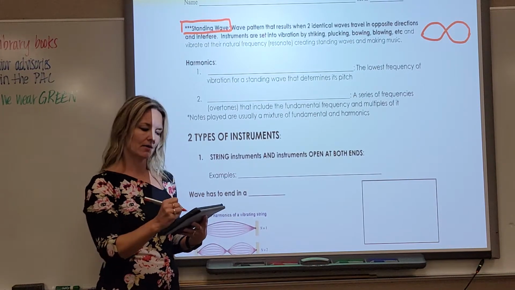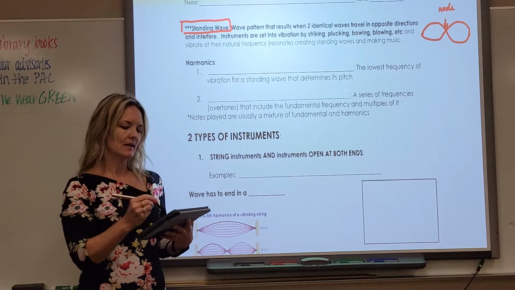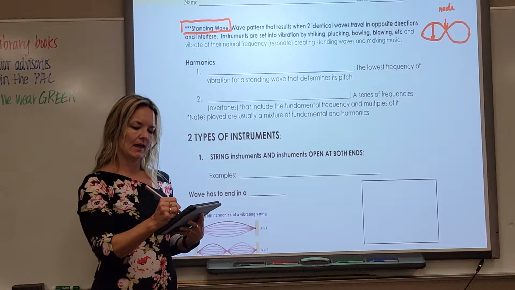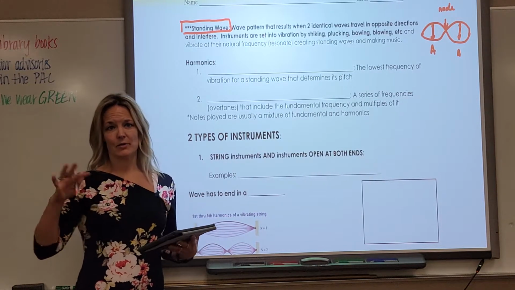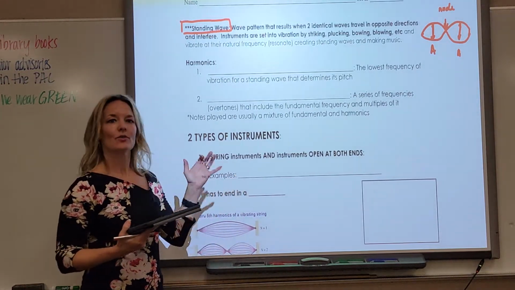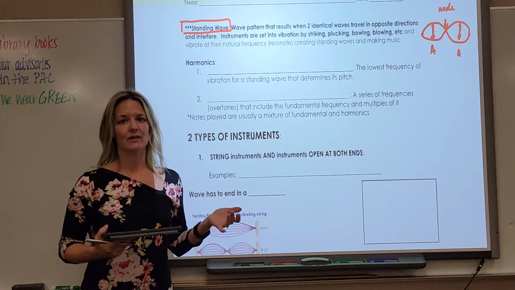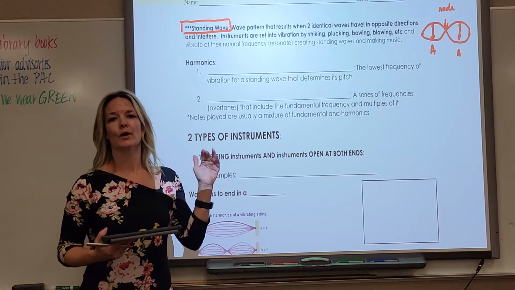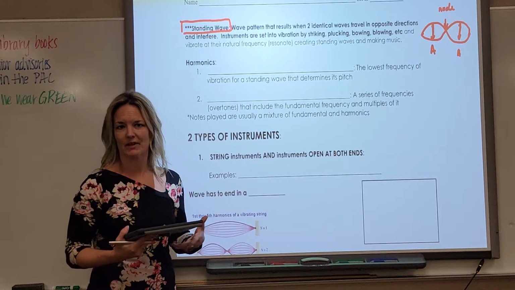It has areas of nodes, that's where there's not very much movement, and it has areas of antinodes where there is a lot of motion of the molecules. When we're dealing with instruments, those molecules are either going to be air molecules, like inside of an instrument when you blow into it, or it could be vibrations on a string if you are plucking a violin or a guitar or something like that.